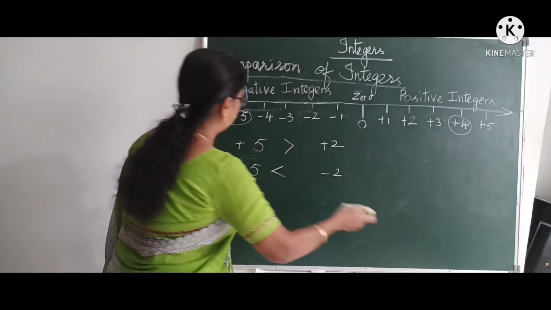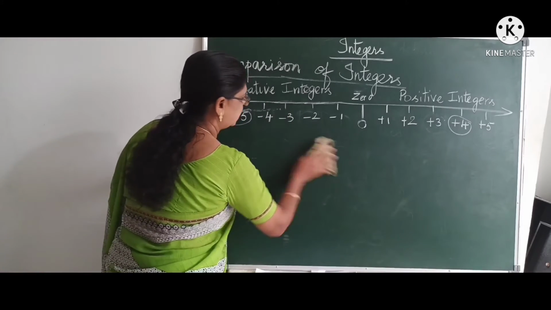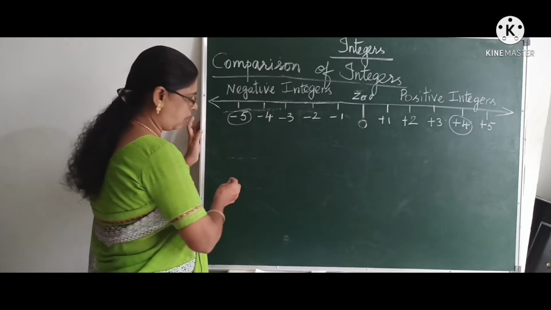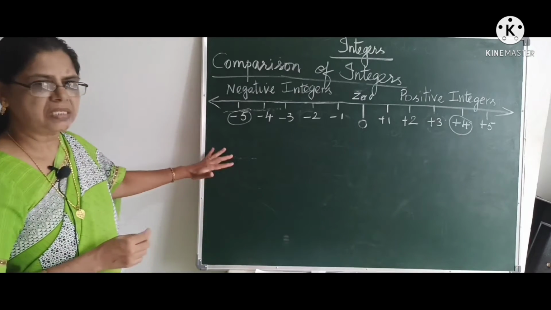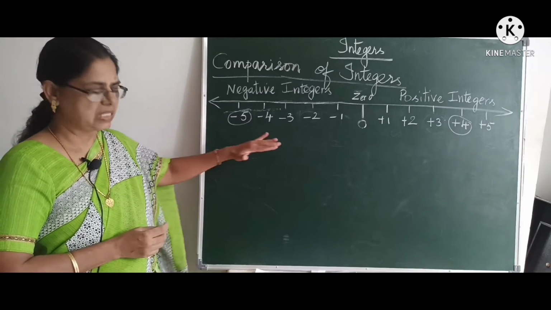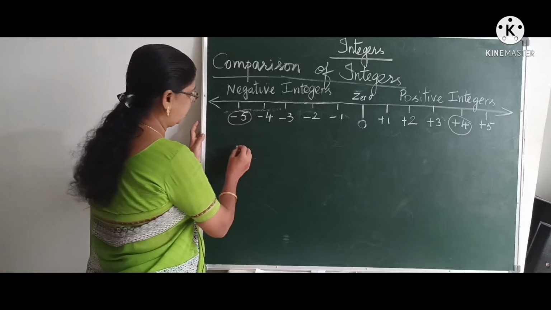Now let us arrange the numbers in ascending order and descending order. I am going to write some integers on the blackboard and then we are going to arrange those integers in ascending order.